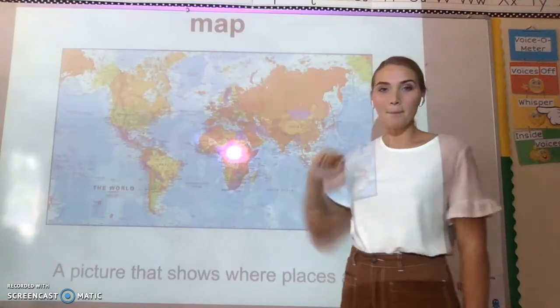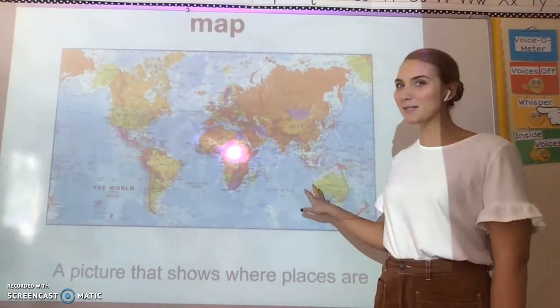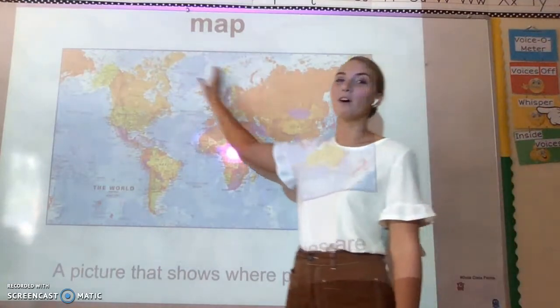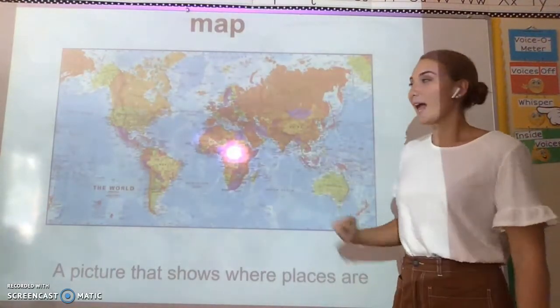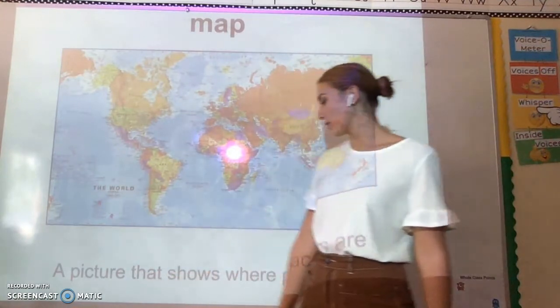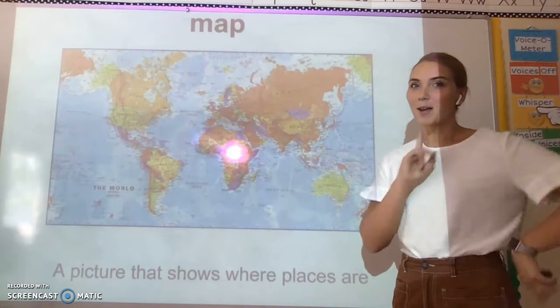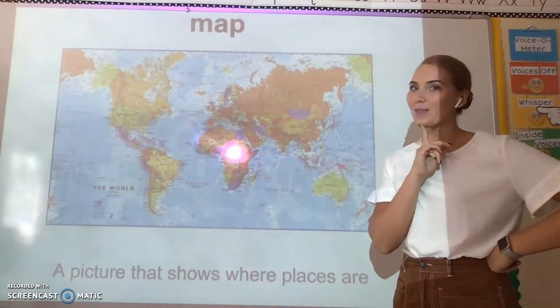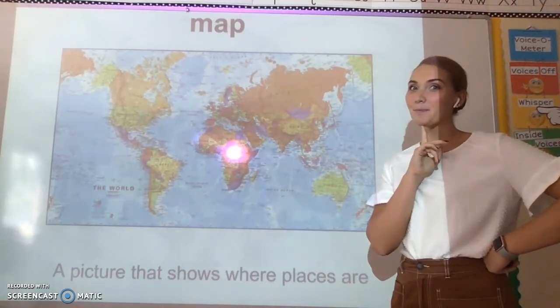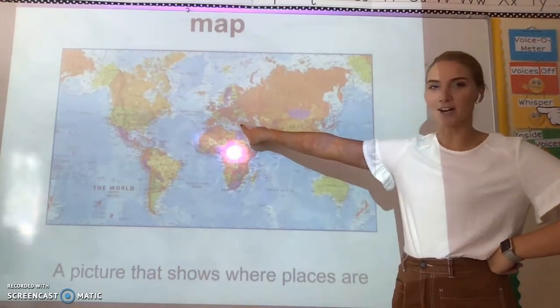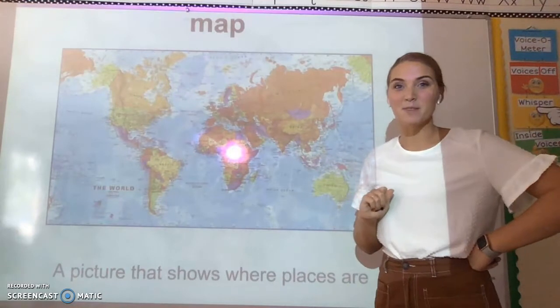A map, boys and girls. Have you seen one of these before? This is a map of the world. A map is a picture that shows where places are. Do you see where you are on the map right now? Right now we are right here on the map.